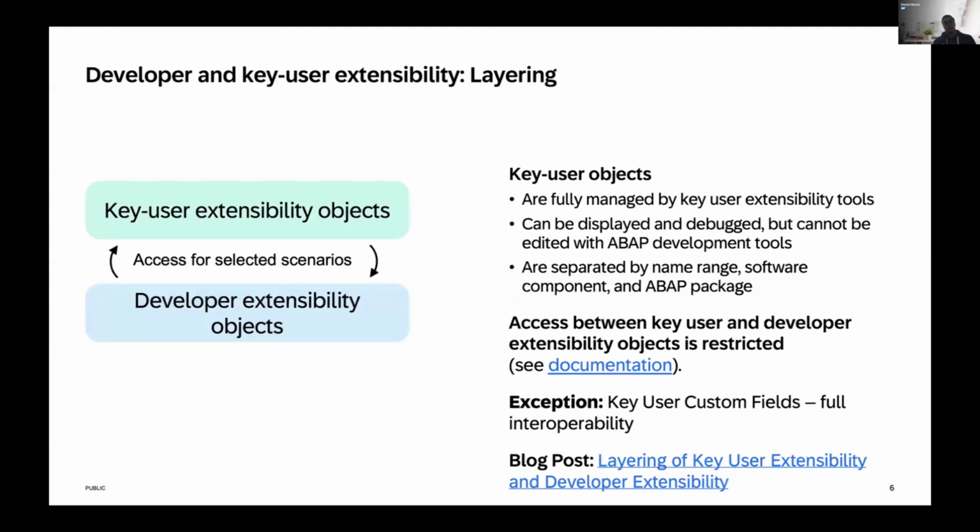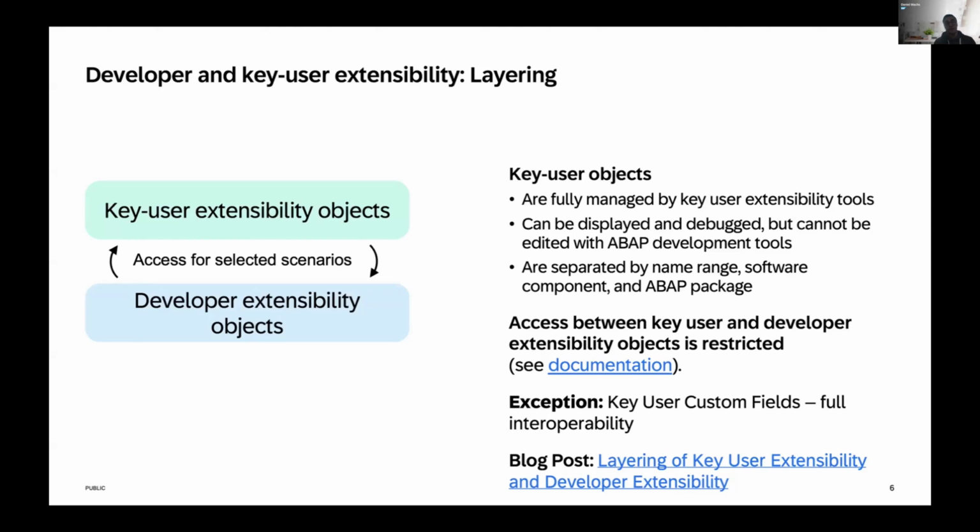And now we talk about developer and key user extensibility. There you should know that key user extensibility objects are always fully managed by the key user tool. So you create those objects with a Fiori UI, with a key user app. And this app and the framework behind it manages all the objects which are generated in the backend system. And managing means it's responsible for creating, editing, deleting, but also for the software lifecycle, transport lifecycle of those objects.